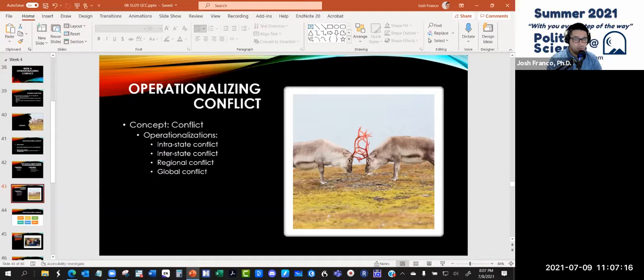We have regional conflict, which engulfs at least 3 different entities. They don't necessarily need to be state actors. So for example, if there's some kind of separatist movement within a country that spills over into other countries in the region, then that can be considered a regional conflict. And then lastly, global conflict. This is where a lot of the world is battling it out. Some examples of this obviously were World War I and World War II as global conflicts.